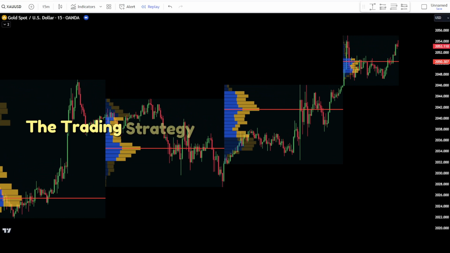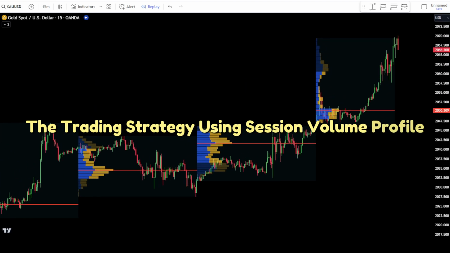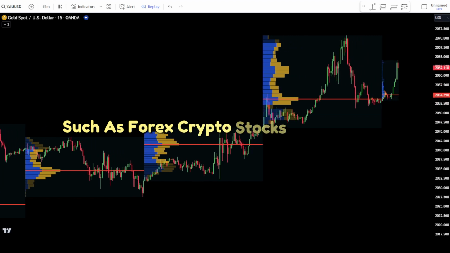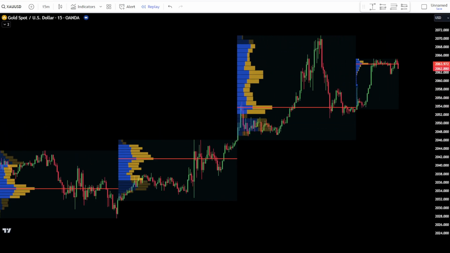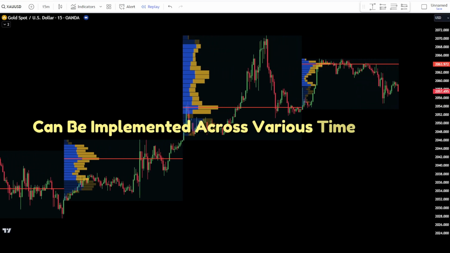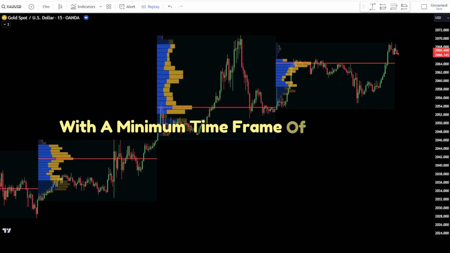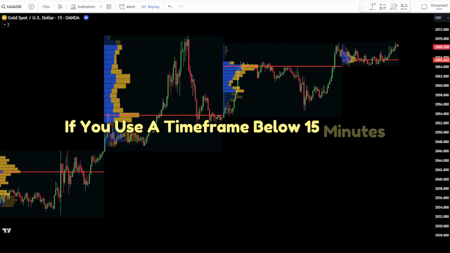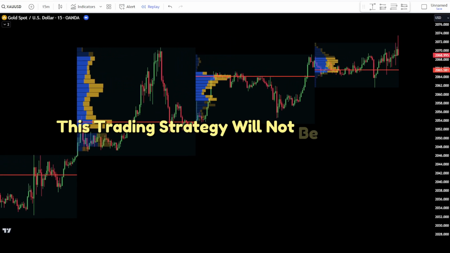The trading strategy using session volume profile can be applied to all markets, such as Forex, crypto, stocks, and futures. Additionally, this trading strategy can be implemented across various time frames, with a minimum time frame of 15 minutes. If you use a time frame below 15 minutes, this trading strategy will not be effective.